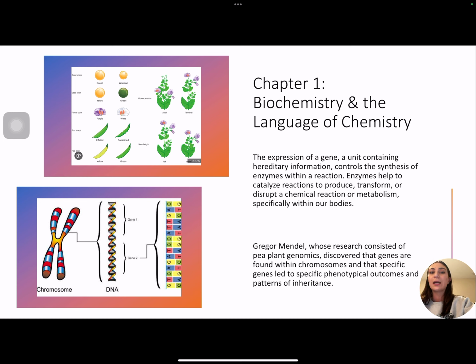Enzymes help to catalyze reactions to produce, transform, or disrupt a chemical reaction or metabolism, specifically within our bodies. Enzymes are used in the manufacturing of medicines like drugs and antibiotics, for example, steroids.